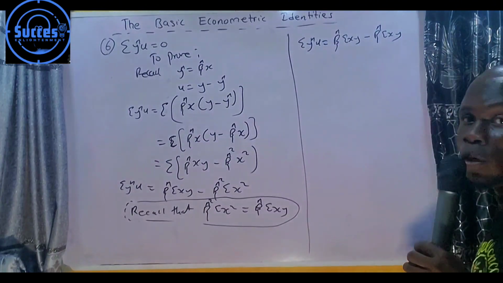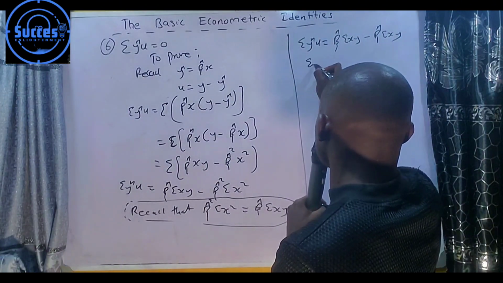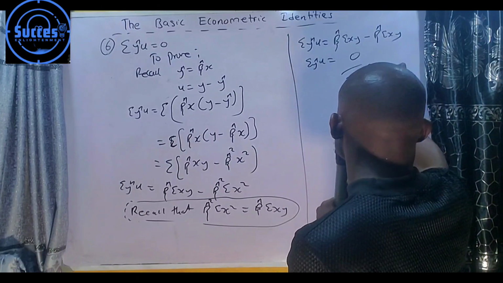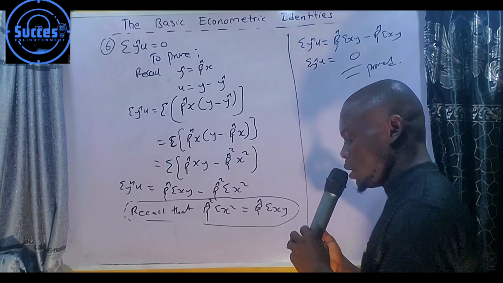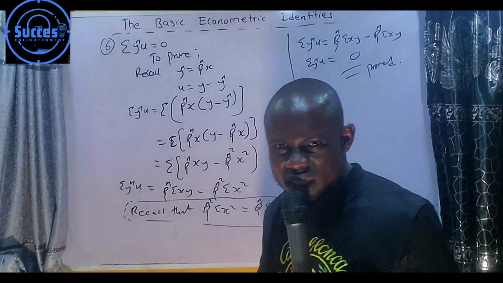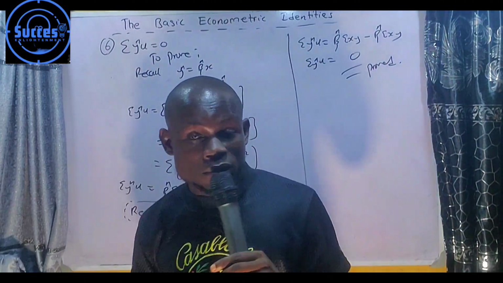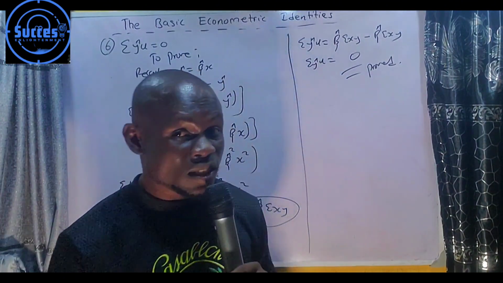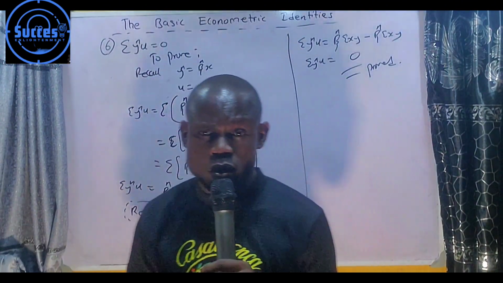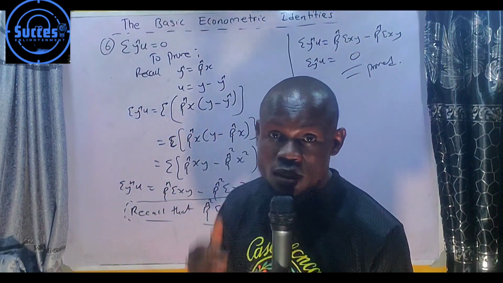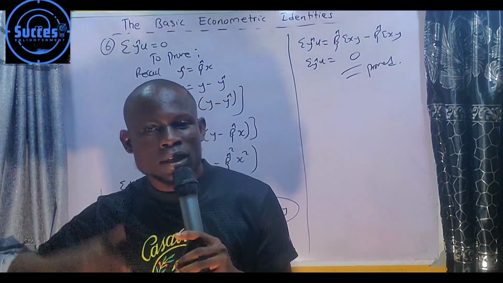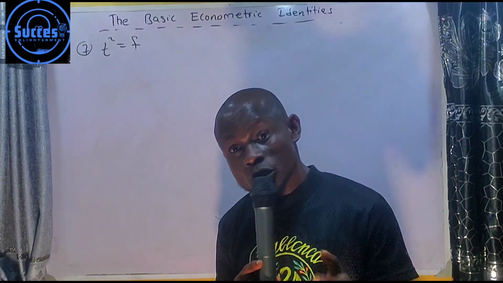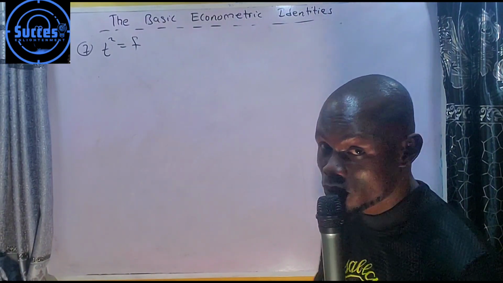So this will give you 0. So therefore our summation y cap u equals 0, which is what we are asked to prove. It is thereby proved. Very, very simple and straightforward. So now we're done with the first 6, and we have just one more proving to do, which is to prove that our t statistic square equals our F statistic. This is the last proving we'll be covering in this video.